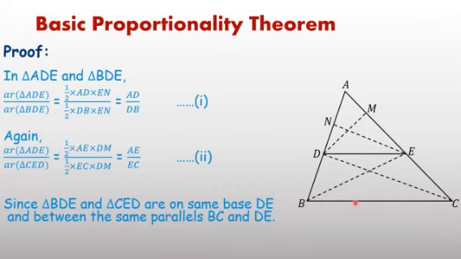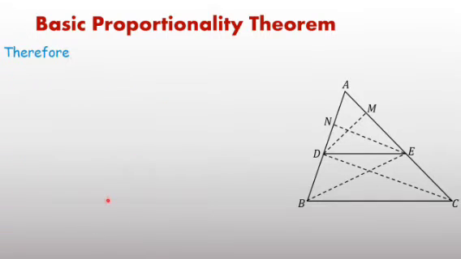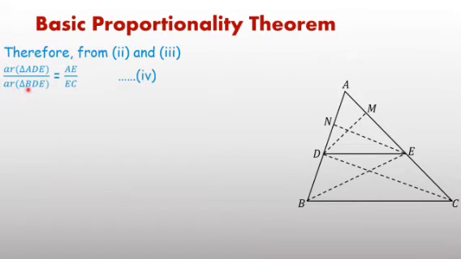Therefore, in class 9th, you have covered a theorem that triangles on the same base and between the same parallels are equal in area. Therefore, the areas of these two triangles are equal, meaning area of CED equals area of BDE. In place of area of CED, write area of BDE, and we will get the next result. Area of ADE upon area of BDE equals AE upon EC.